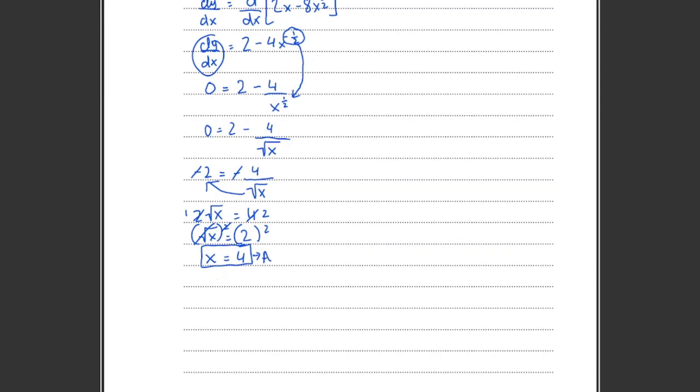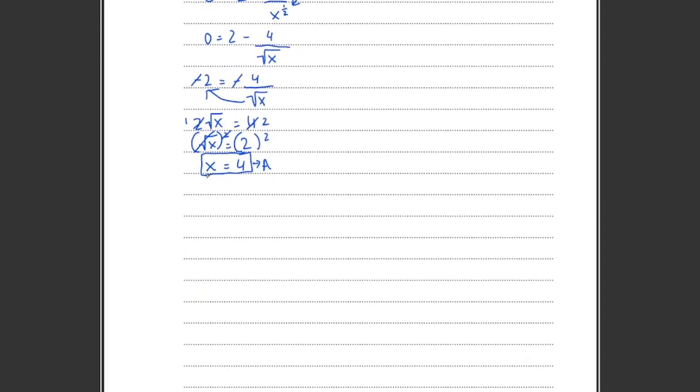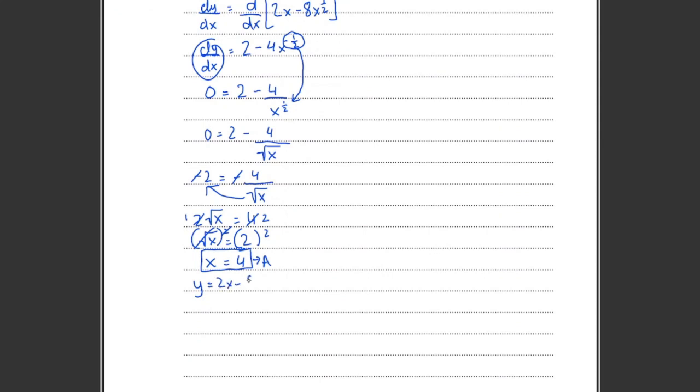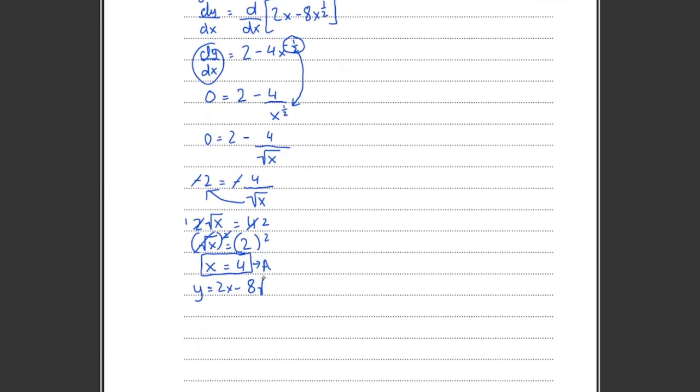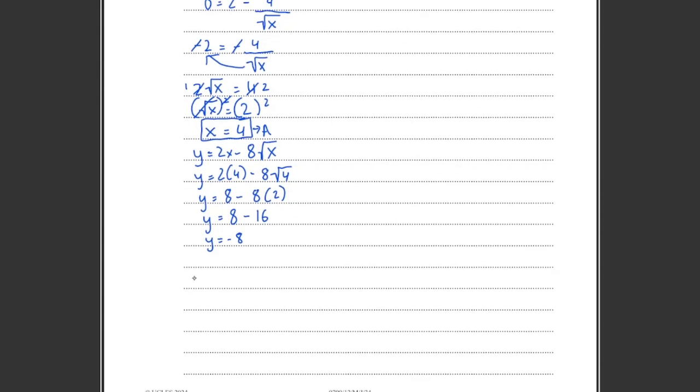Now I need the y coordinate for A. Do I need the x coordinate, or okay? So I need the y coordinate as well. So the way I'm going to do that is I have my y equal to 2x minus 8 under root x. Okay, and so I'm just going to put 4 in here and 4 in here. So this is going to be 8 minus 8, and square root 4 is 2. So this is going to be y equals 8 minus 16. And so this is going to be minus 8. So A is basically 4 comma negative 8.